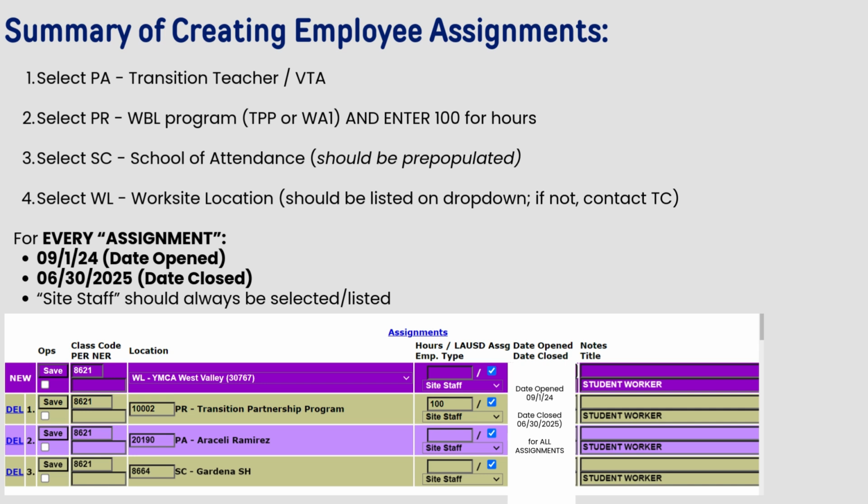Now check out the assignments grid for the student. Did all 4 of the assignments you just entered appear as shown here in the image? For each assignment, is the date open and date closed listed as September 1st, 2024 and June 30th, 2025? And is site staff selected for each? If so, you're done.